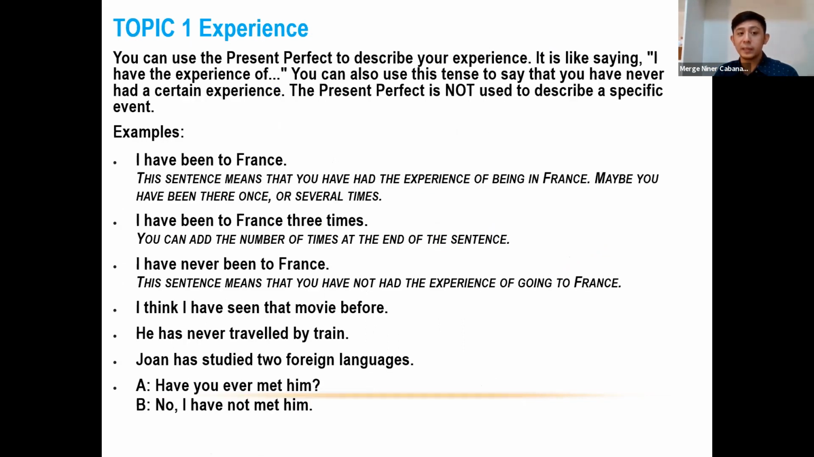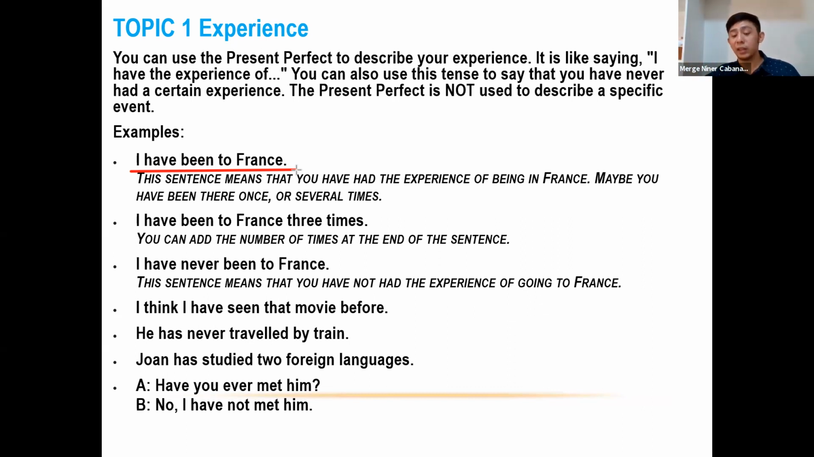We also use this for experience. We use the present perfect to describe your experience. It is like saying, I have the experience of. You can also use this tense to say that you have never had a certain experience by adding the word not. Remember, I have been to France, but I'm not including whether I've been to France in a specific time. It's the literal translation as I have had an experience of being in France. That's why I use have been instead of I went to France. Because when I say I went to France, I need to add the time expression.